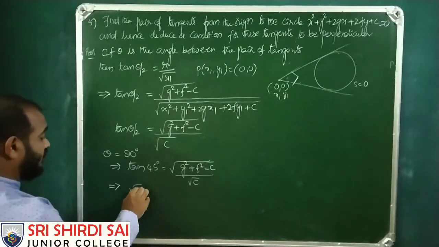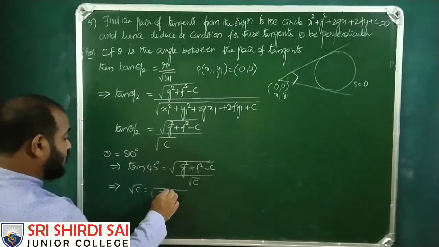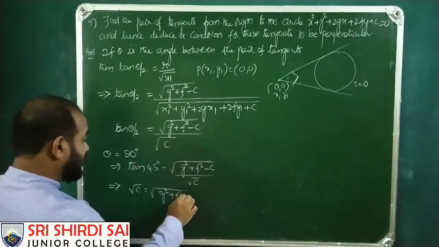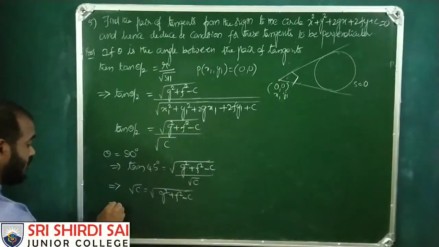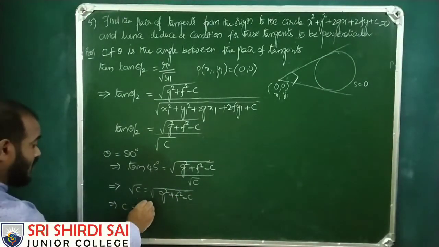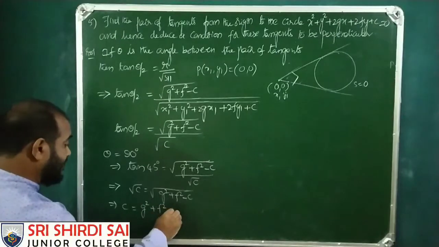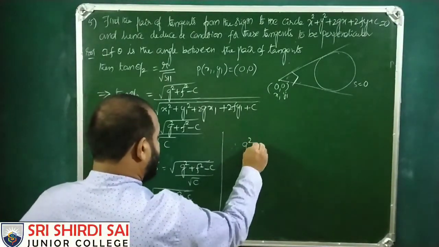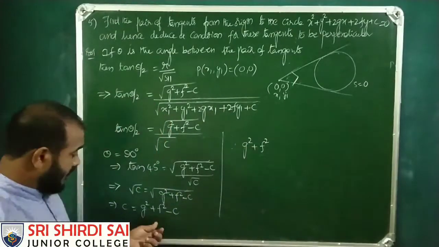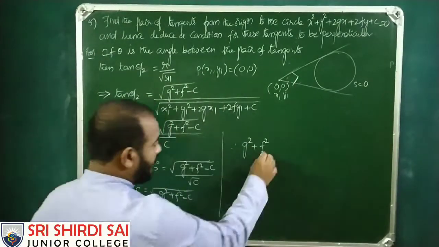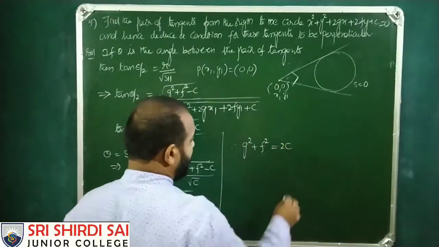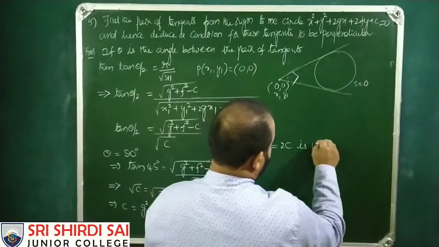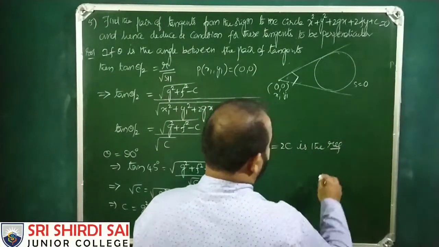So root c is equal to square root of g square plus f square minus c. Squaring on both sides, c is equal to g square plus f square minus c. Therefore, g square plus f square, this minus c if you transpose this here, is equal to 2c, is the required condition.